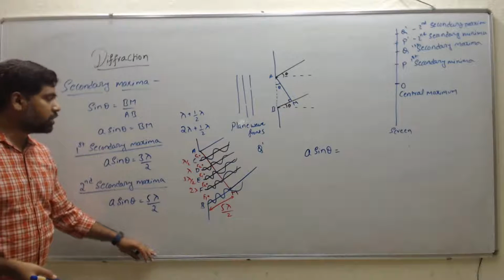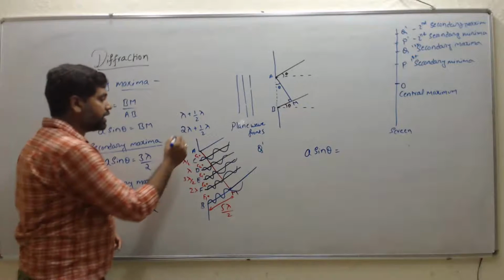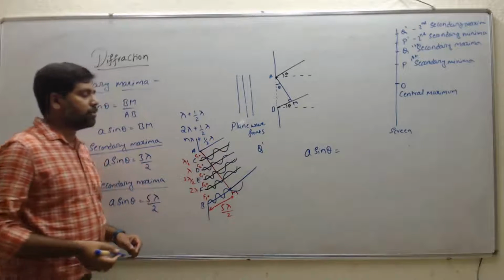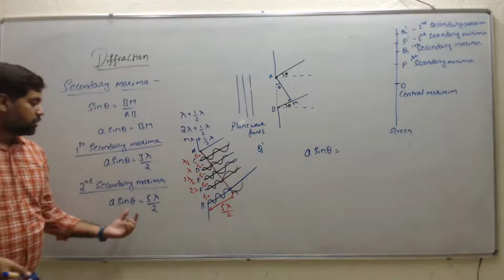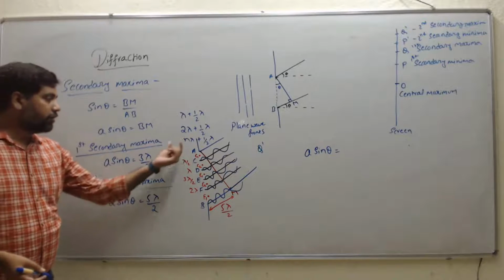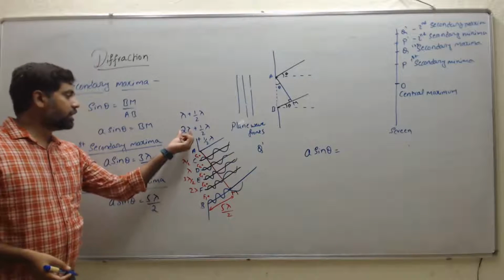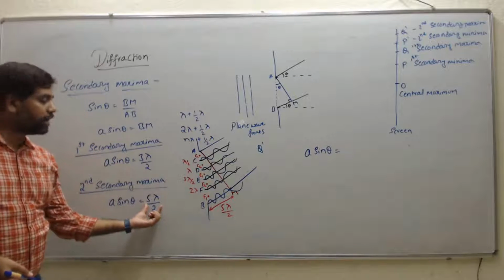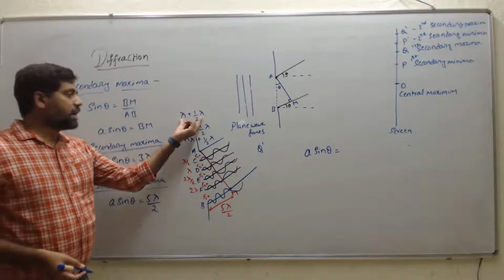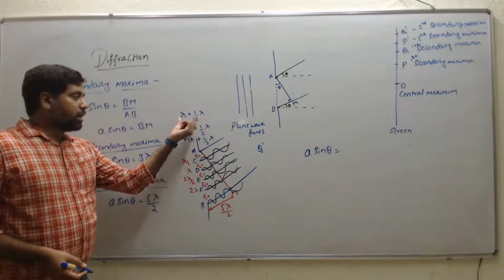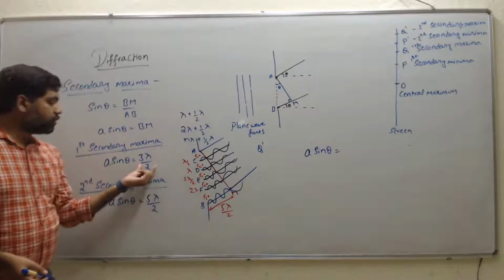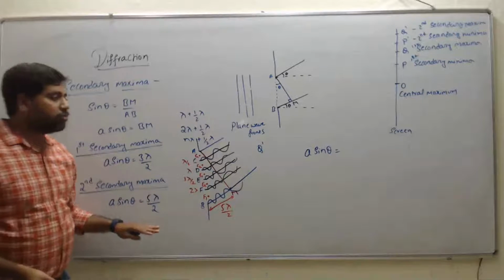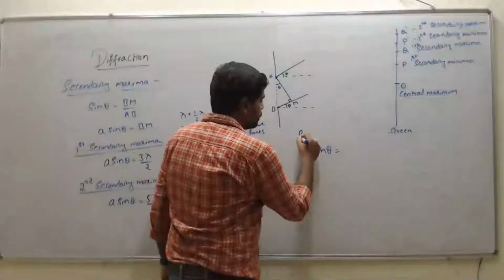So if we write for the nth value, then we can write n lambda plus 1 by 2 lambda, right? 5 lambda by 2 can be written as 2 lambda plus 1 by 2 lambda. If we take LCM, then we get 5 lambda by 2. 3 lambda by 2 can be written as lambda plus 1 by 2 lambda. If we take LCM and simplify, we get the same value, 3 lambda by 2.